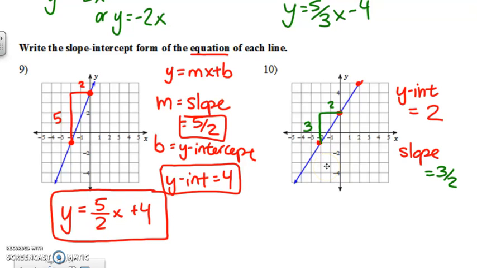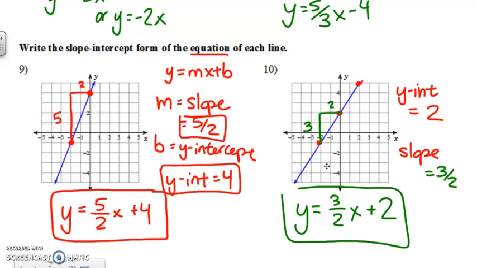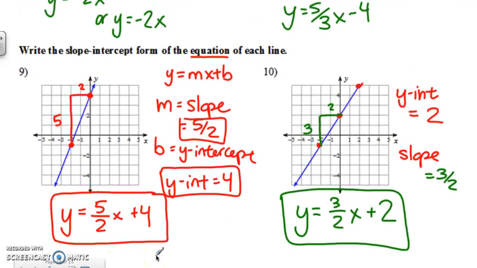So now the equation would be y equals your slope with an x and then your y-intercept. Okay? So your slope is going to go right here next to the x. Your y-intercept is going to go at the very end. Okay? This line was going up, my slope was positive. Looks right. All right, let's turn the page.